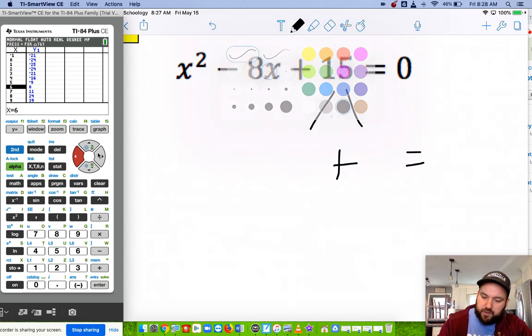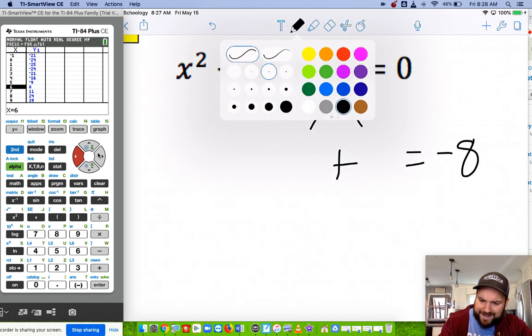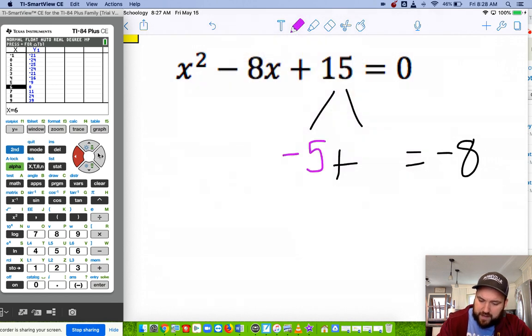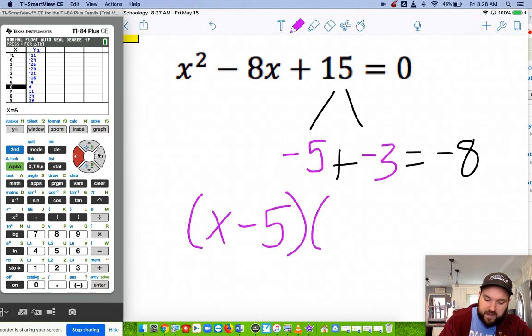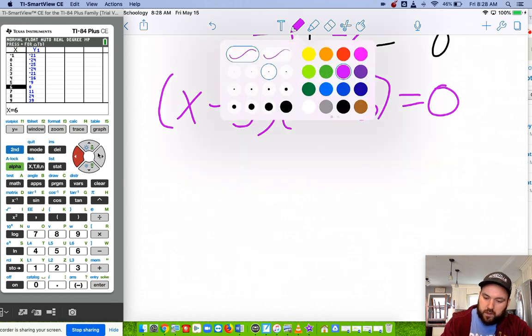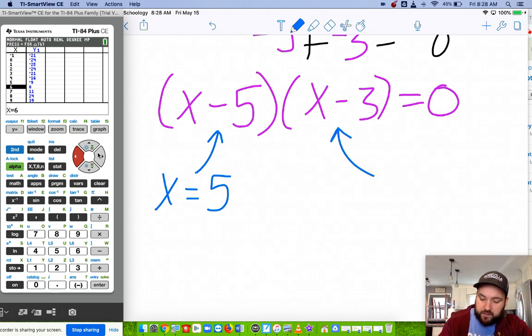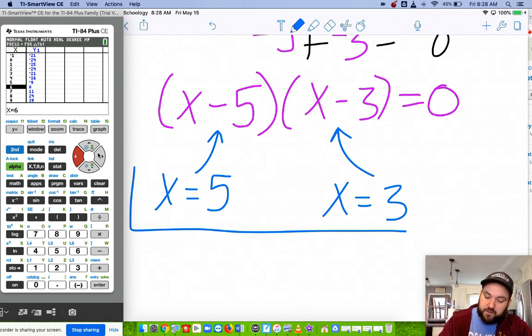But there are 2 numbers that multiply to positive 15, but add to negative 8. And those are negative 5 and negative 3. So my factored version is x minus 5 times x minus 3. Don't forget the equals 0. Again, I haven't solved this yet. All I've done is rewritten it, but now I can write down that if x is positive 5, it'll make 0 in the first factor. And if x is positive 3, it'll make 0 in the second factor. So those are my 2 solutions. Whew.